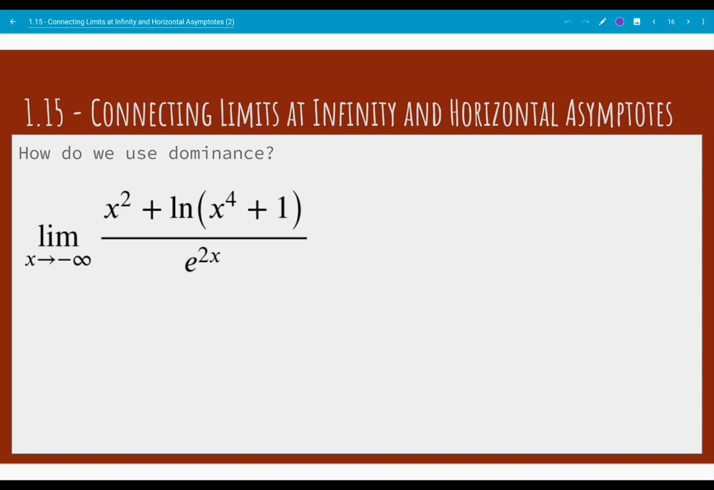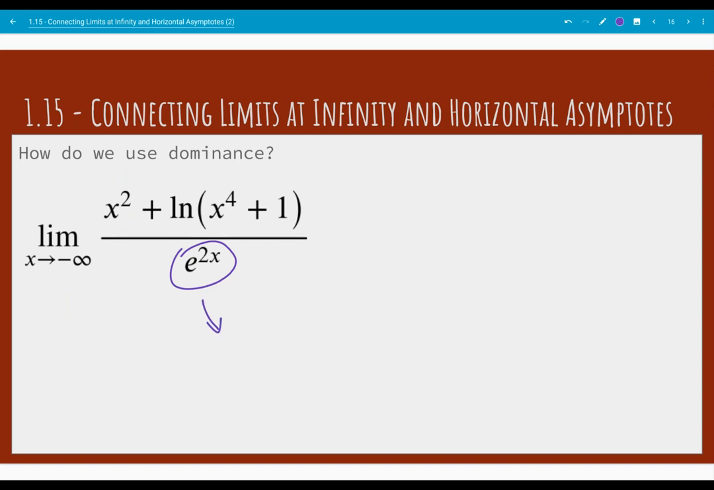Now, if we look at this going in the other direction, we need to be careful here because x is approaching negative infinity. What happens on top is actually not impacted at all by the fact that x is approaching negative infinity because those are both even functions. So if we plug in a negative number for x here, we're going to get a positive number. It doesn't matter if we're plugging in 100 or negative 100, x to the fourth is the same thing, x squared is the same thing. The big difference here is what happens with the e to the 2x.